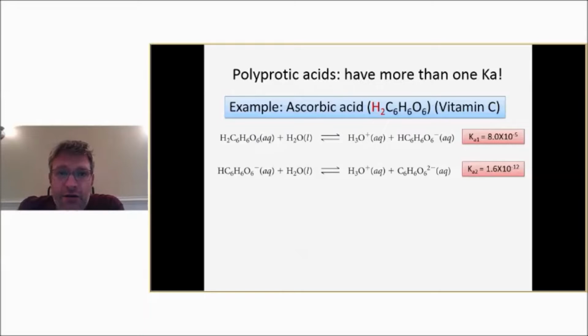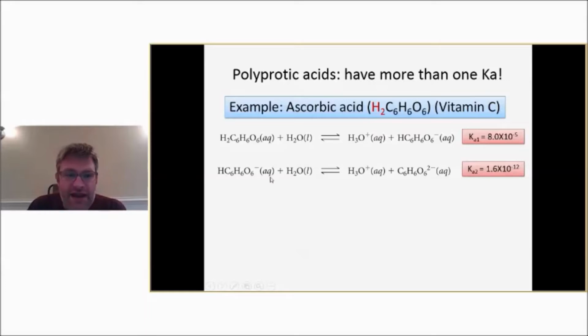You can look at the structure of ascorbic acid in the book. In the polyprotic section, they have the structure of several polyprotic acids. And because it has two acidic protons, it has two Kas. It will first lose one of the protons, and then in a second equilibrium, it can lose the second. Okay? So losing the first proton has a Ka of 8.0 times 10 to the minus fifth. If we then lose the second proton, it has a Ka of 1.6 times 10 to the minus 12th.